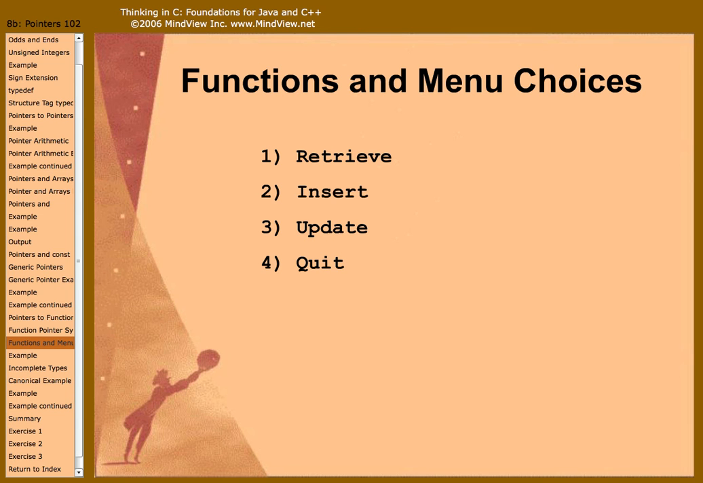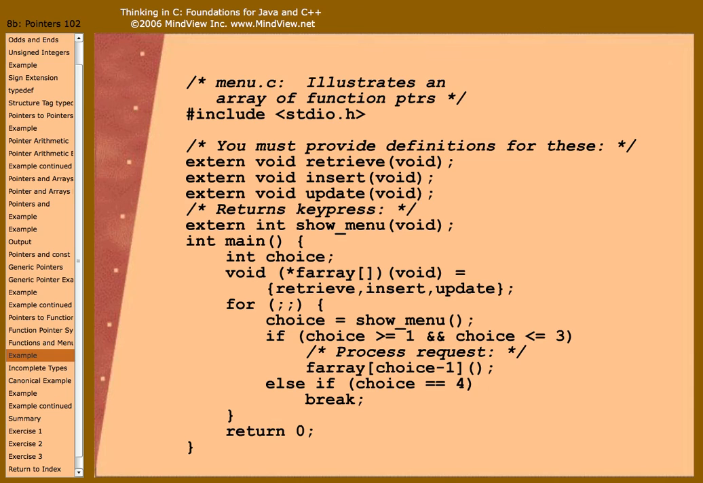What we're going to do in this example is have an array of pointers to functions so that I can read your number and use that as an index into this array of pointers to functions and just execute the appropriate function. Since the purpose of this example is just to show the mechanism of using pointers to functions, it's really not important for our purposes what exactly the functions retrieve, insert, and update do. So I'm just going to declare them and assume that they're defined somewhere. We won't worry about them.